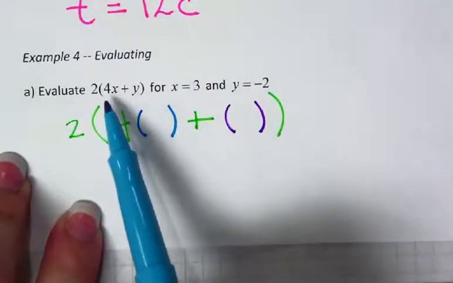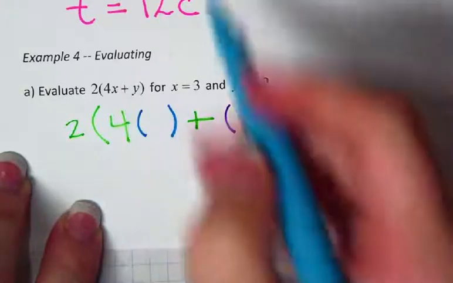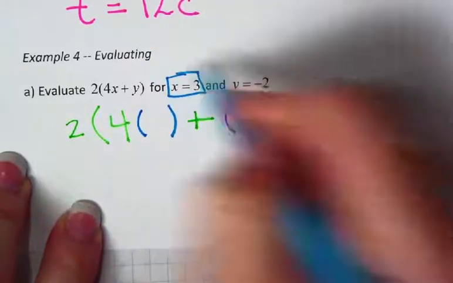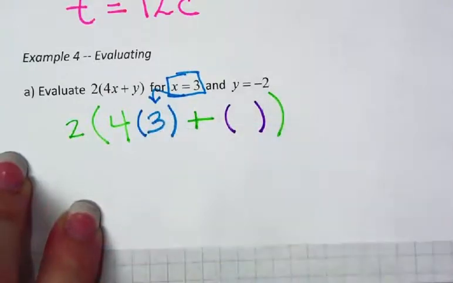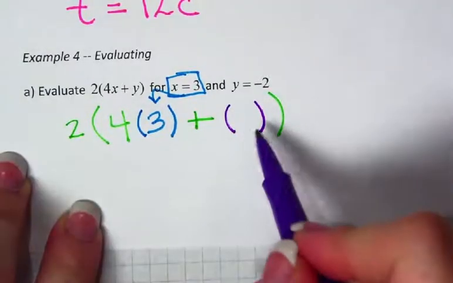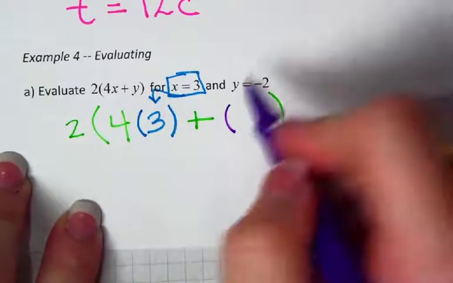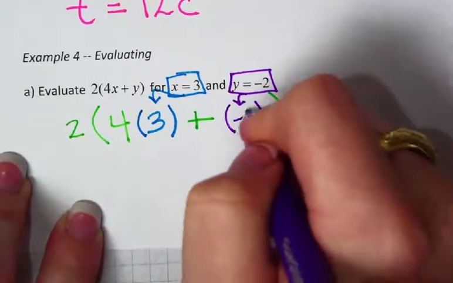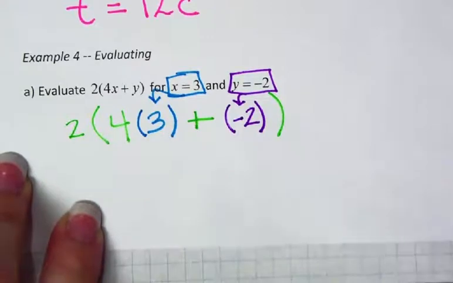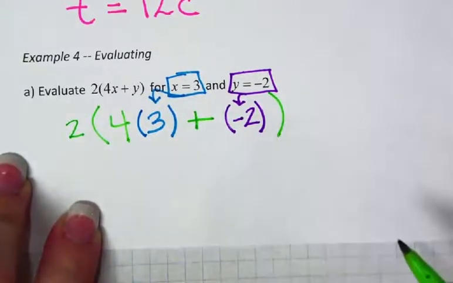All right, so we've got 4 times x in the original, and it tells me right here that x is equal to 3, so that's what I'm going to plug into my first parentheses. And then in my second parentheses, that was a plus y, and it tells me y is equal to -2, so that will go in my second set of parentheses. So now I've plugged in all my numbers, so from here, it's just a matter of using my order of operations. So I do what's in the parentheses first.